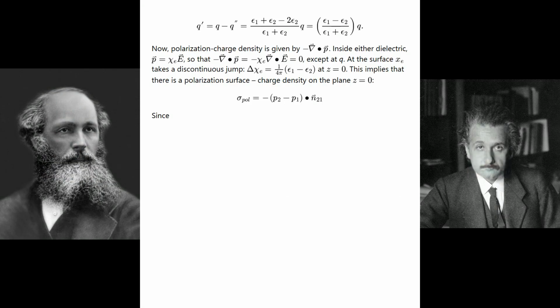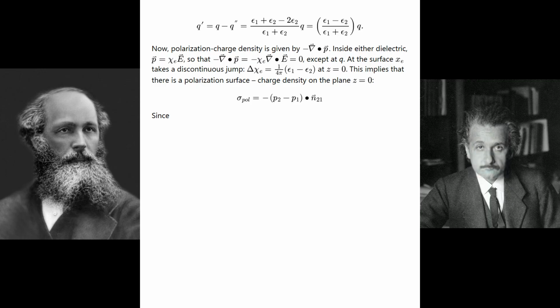Now, polarization charge density is given by −∇·P. Inside either dielectric, P = χ_E E, so that −∇·P = −χ_E ∇·E = 0, except at Q. At the surface, χ_E takes a discontinuous jump, Δχ_E = (1/4π)(ε_1 − ε_2), at z = 0. This implies that there is a polarization surface charge density on the plane z = 0.